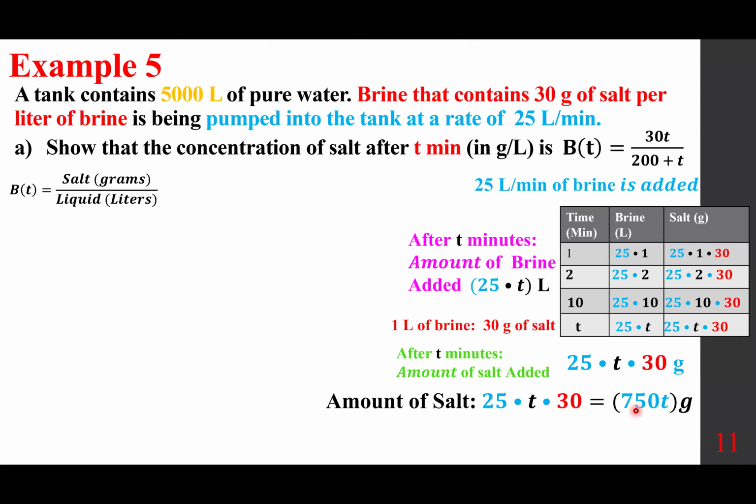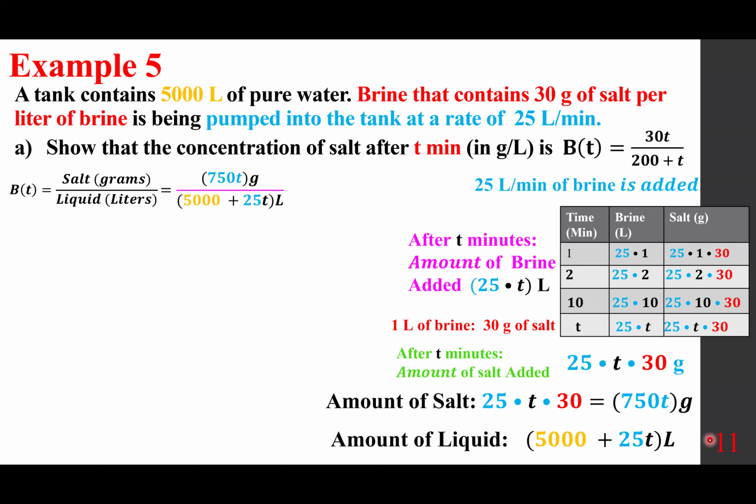Total amount of liquid: this is the amount that has been added to what we had in the first place, 5,000 liters of pure water. So we've added this much, and that is the total liters. So we are going to this fraction. Salt in grams is this. Liquid in liters is this. We notice the top and the bottom are both divisible by 25. If we take out the 25 from here, this is 25 times 30. This one divided by 25 is 200. This one becomes just t.